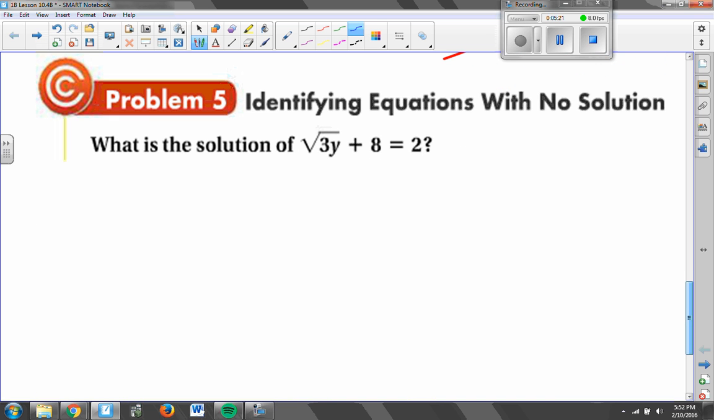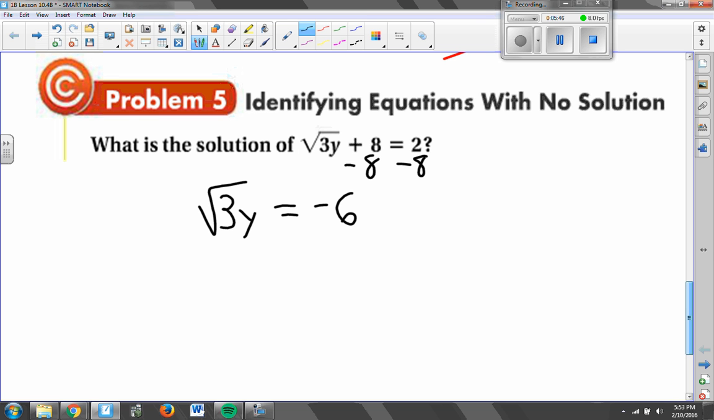Now, in this equation, I'm going to solve the same way by getting the square root all by itself and then squaring both sides of the equal sign. So I'll start by taking away 8 from both sides. And I am left with now square root of 3y is equal to a negative 6.